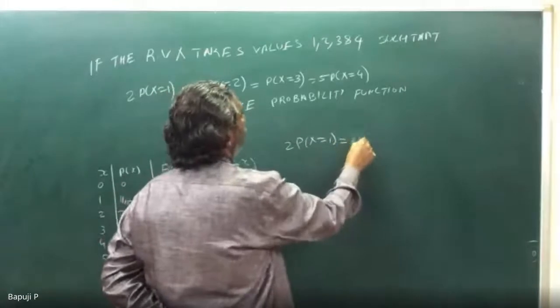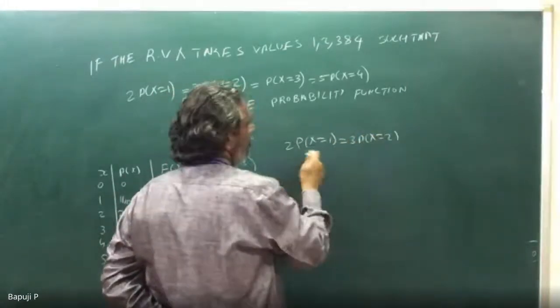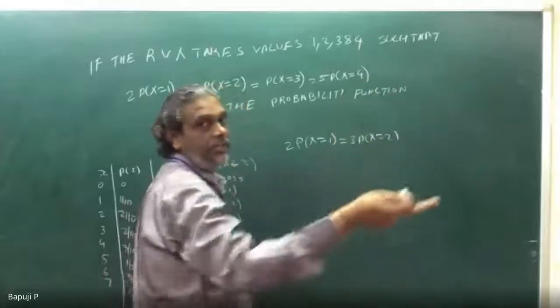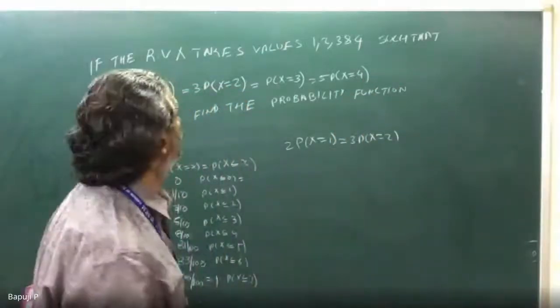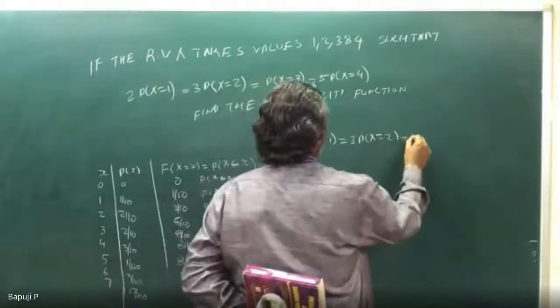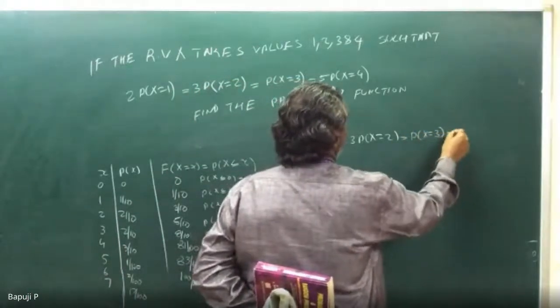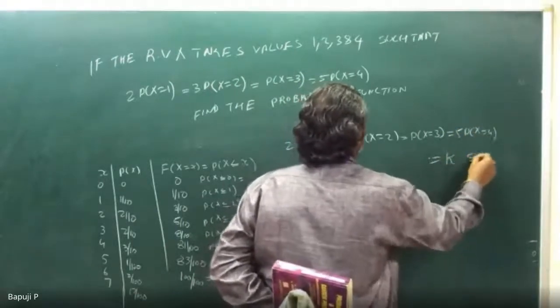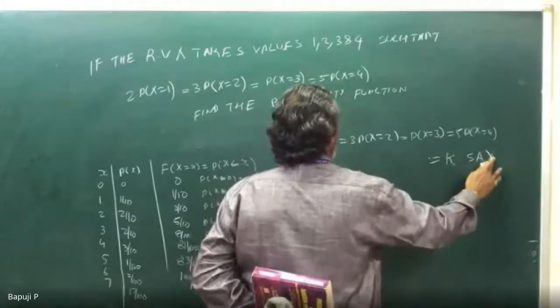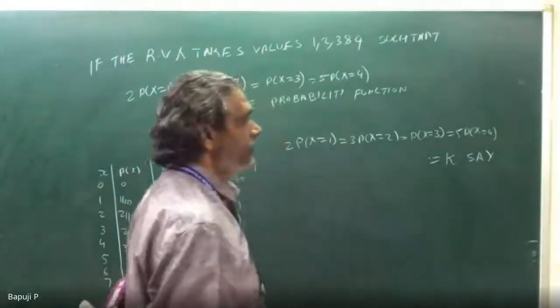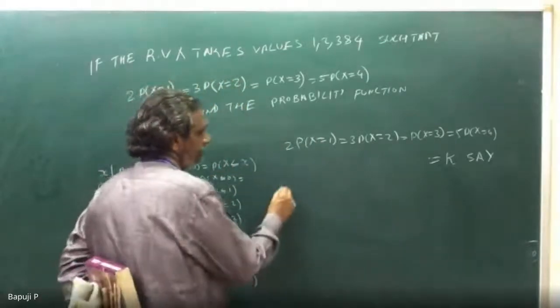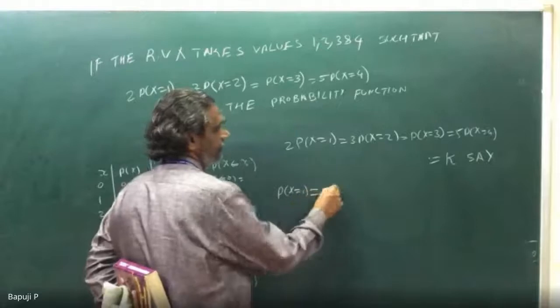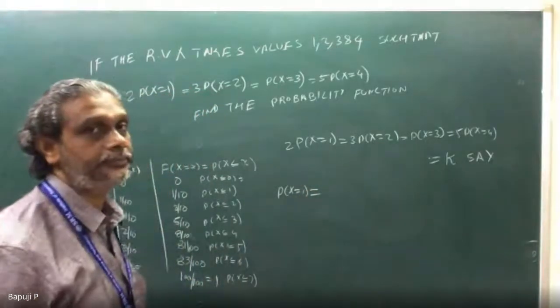We don't know what k is. 2 into this is equal to k, 3 into this is equal to k. But separately it's not k. Correct or not? Say k, or assume it is equal to c. Now, from this, what will I get? P of x is equal to 1, what will I get? K by 2. Very good.